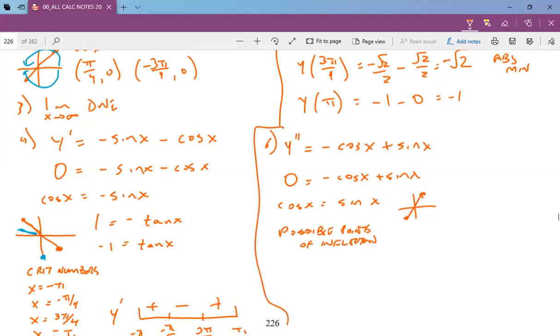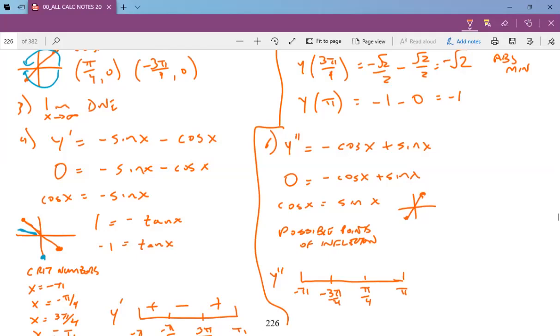And let's draw our number line. Pi to the prime goes from negative pi to positive pi. We have these things that happen at negative 3 pi quarters, positive 1 pi over 4. And we're going to look to see what happens in each of those intervals.